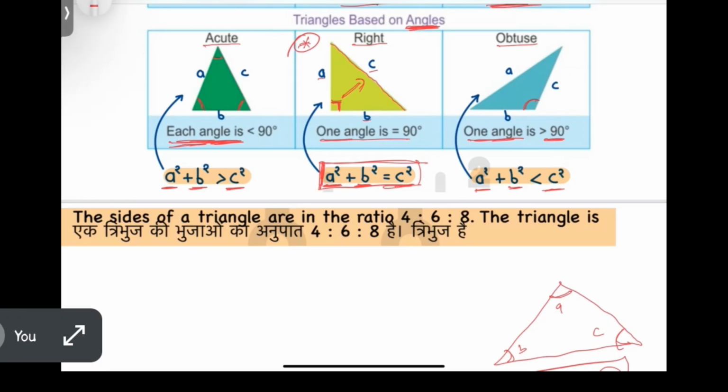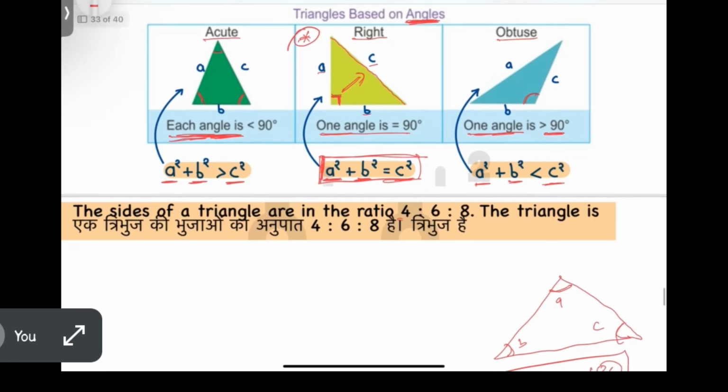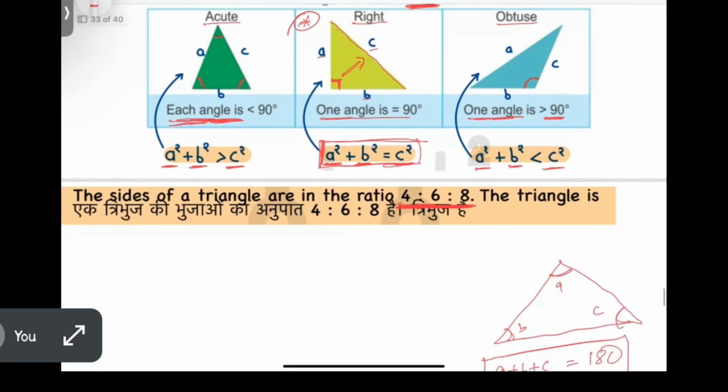Let's try this question. The sides of a triangle are in the ratio of 4 is to 6 is to 8. So your values may not be given in terms of accurate values, so to say, it may not be given in terms of centimeter or meter. Okay, sometimes it may be given in terms of ratio, but treat it as it is.